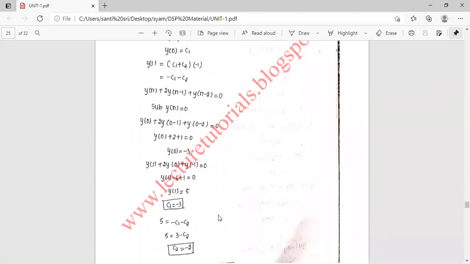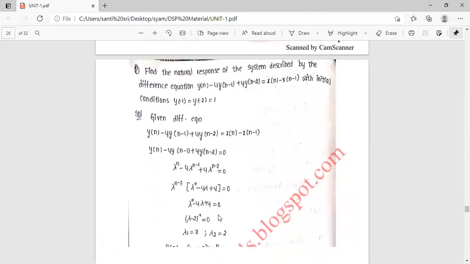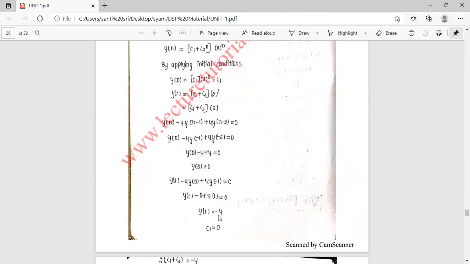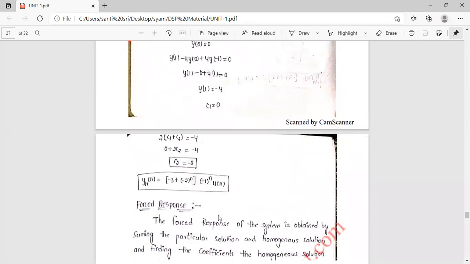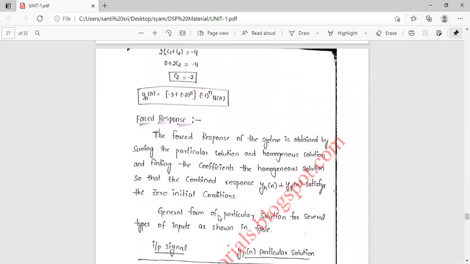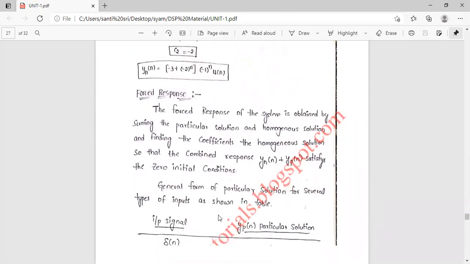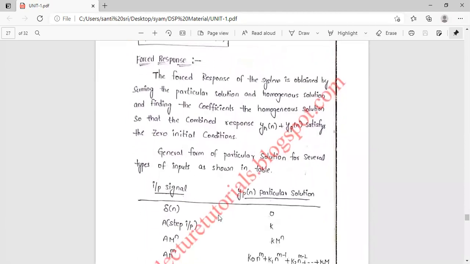And then we discussed the forced response. What is meant by forced response? It is obtained by summing the particular solution as well as the homogeneous solution, and finding the coefficients of the homogeneous solution so that the combined response yh of n plus yp of n satisfies the zero initial conditions.